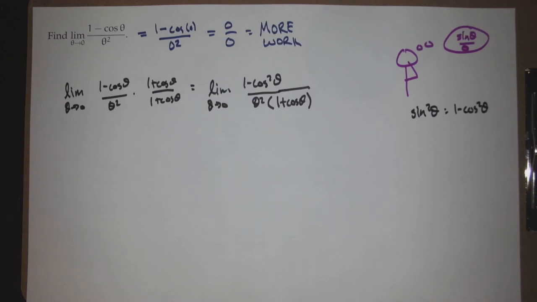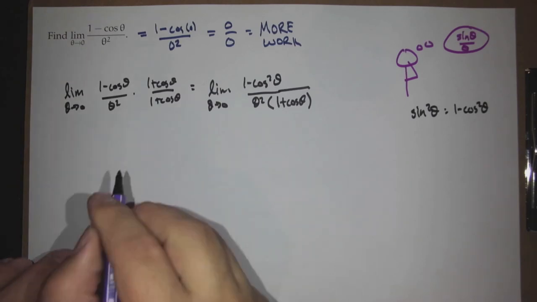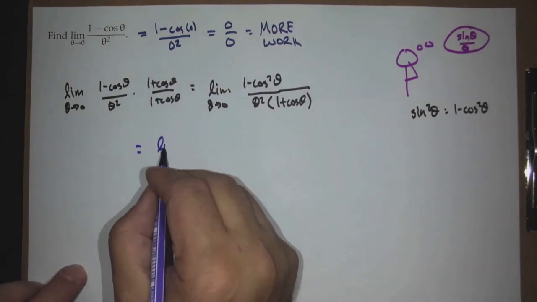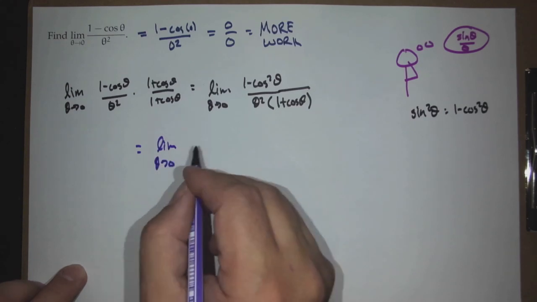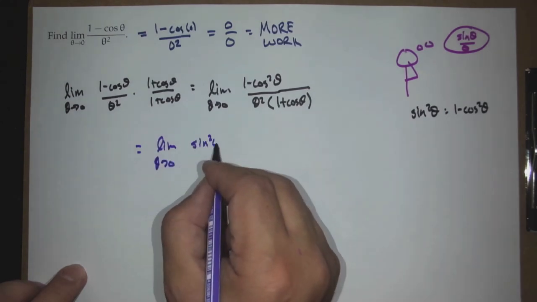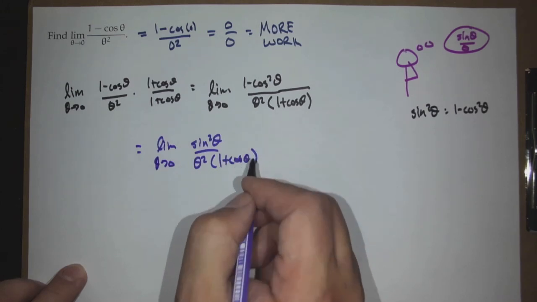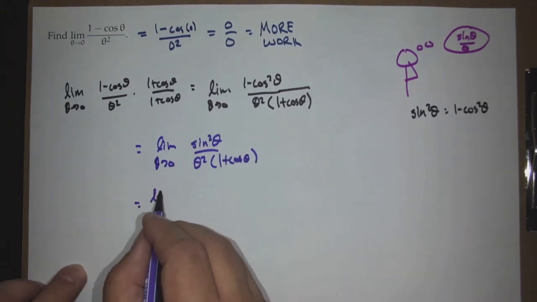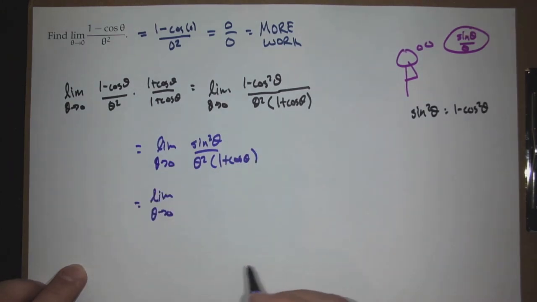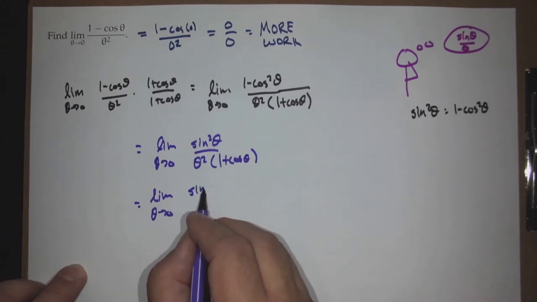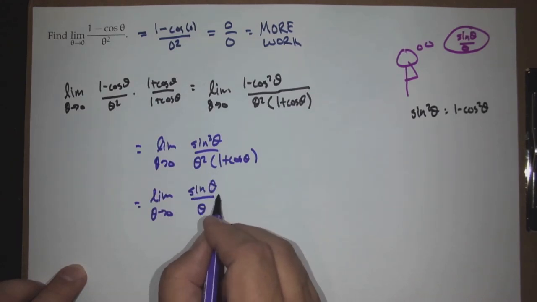I know that doesn't sound very useful, but once you get through the rhythm, it's like, yes, it's helpful because it's simplifying. It's not helpful because it's not simplifying. All right, which becomes the limit as theta goes to 0 of sine squared theta over theta squared times (1 plus cosine theta), which we can really think about as pieces. So we're breaking it up into small bite-sized pieces.